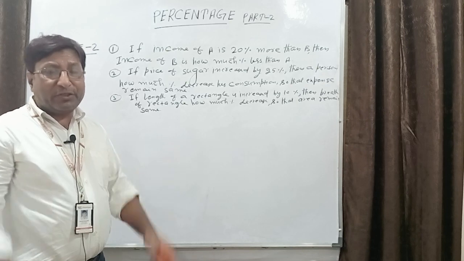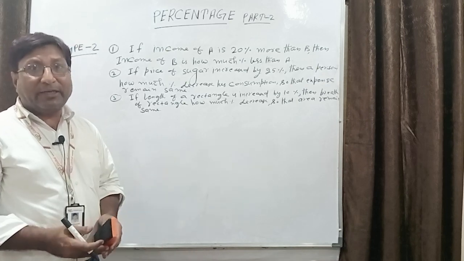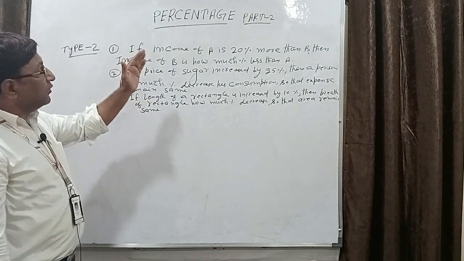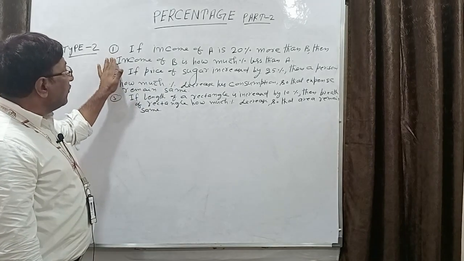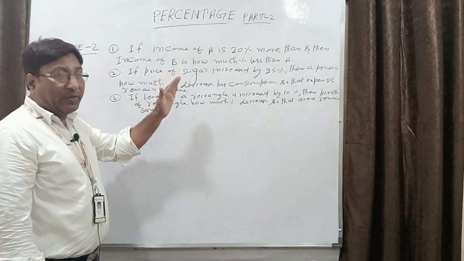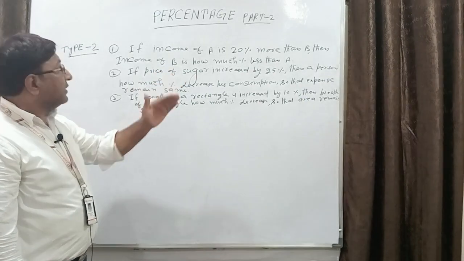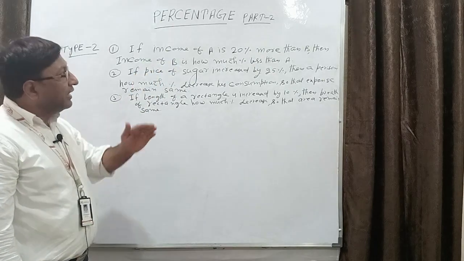Today I am going to start a very important topic, that is percentage part 2. Let us see the question. Here is part 2 of percentage, part 1 we have already done. So the first question is what? If income of A is 20% more than B, then income of B is how much percent less than A?